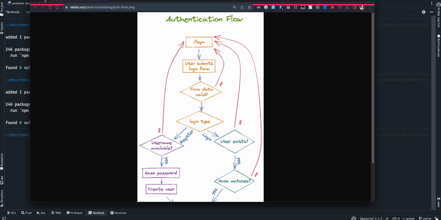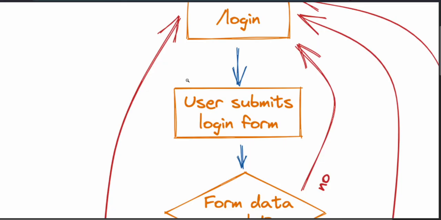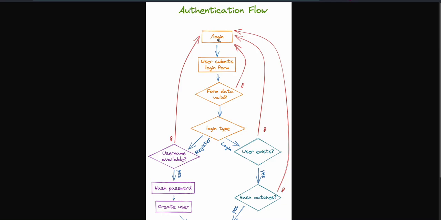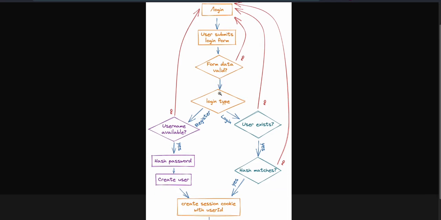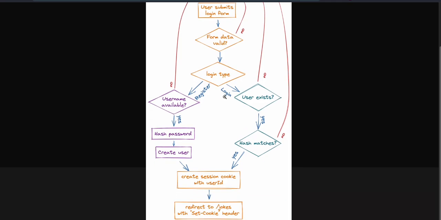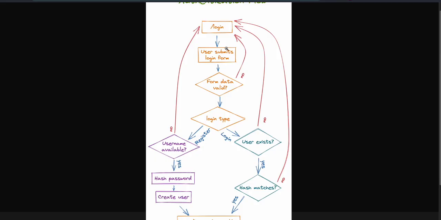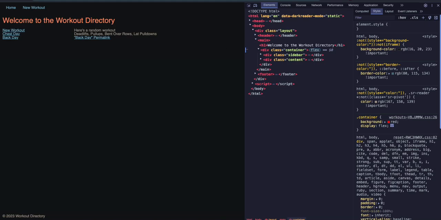Let's take a look at that. The authentication flow. Login: the user submits the login form. The form data, is it valid? If it is, then login type. If we're registering, the username is available, we hash the password, create the user. If the username exists and the hash matches, create a session cookie with user ID, with both redirected to jokes. And we're going to be redirecting to workouts. Okay, looks good.